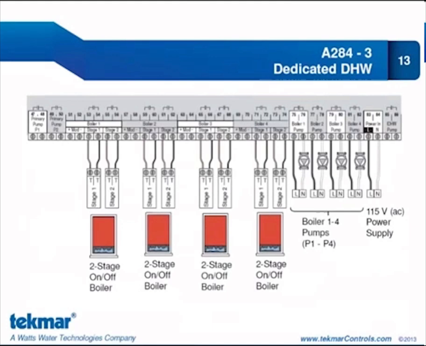Taking a look at the bottom half of the control for this application, and it's certainly one of our more simple installations, looking at the primary pump terminals, they're both empty because, of course, in this application, we have no primary pumps to control. We have four boiler banks, and we're going to be connecting stage 1 and stage 2 terminals to the stage 1 and stage 2 TT contacts on each of our two-stage on-off boilers. We also have a boiler pump for each of our four boilers. And lastly, we have our 115-volt power in to provide power to the control.